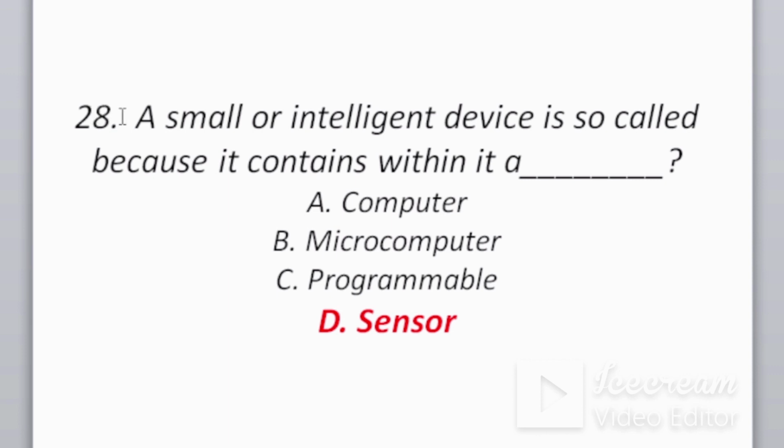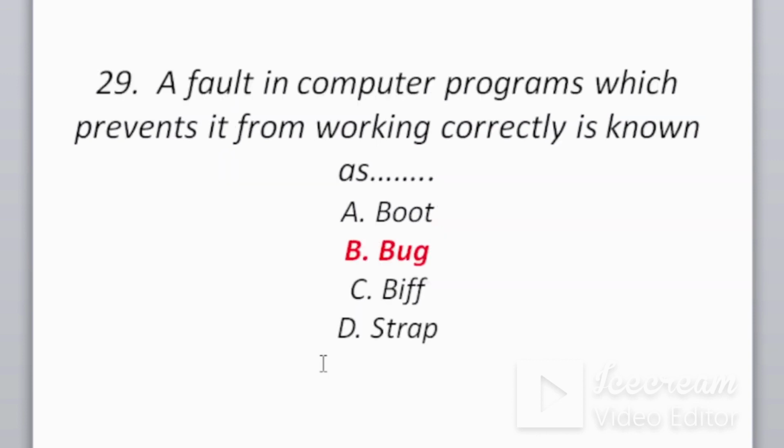28. A small or intelligent device is so called because it contains within it a dash. A. Computer, B. Microcomputer, C. Programmable, D. Sensor. The correct answer is sensor, option D.